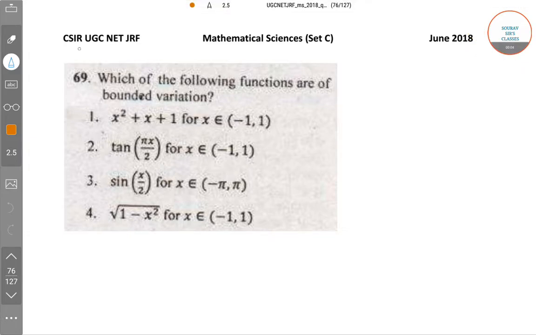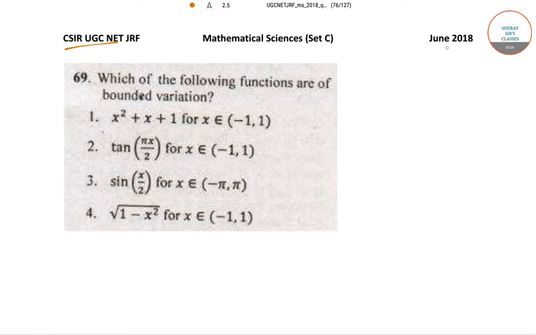Today we will be solving the CSIR UGC NET questions from the June 2018 paper. We will be solving the set C of the Mathematical Sciences paper. Let's start off with question number 69.